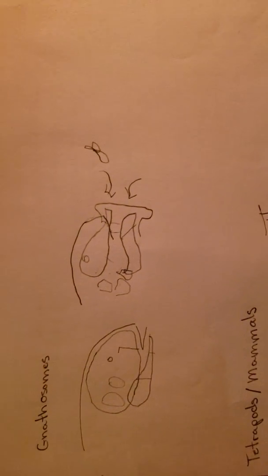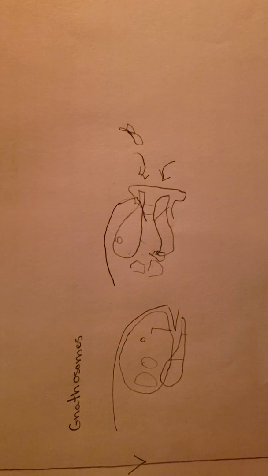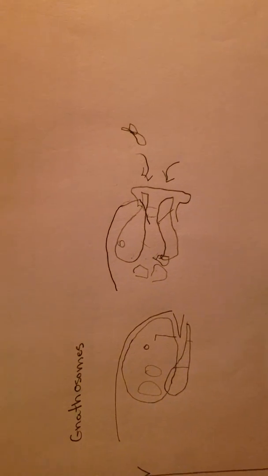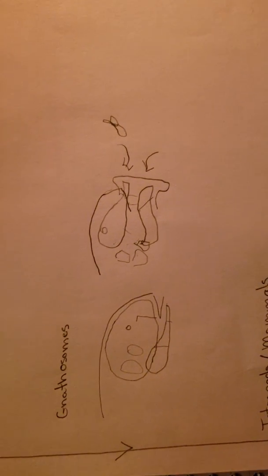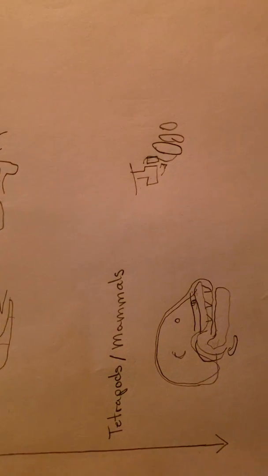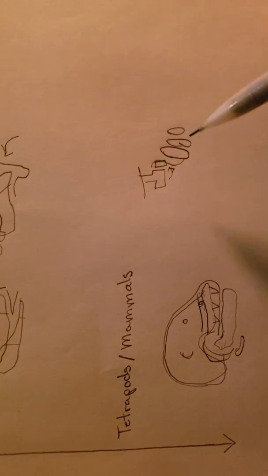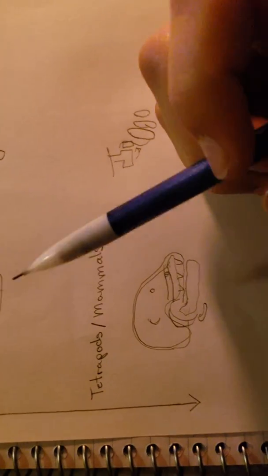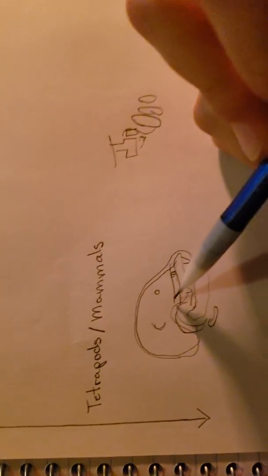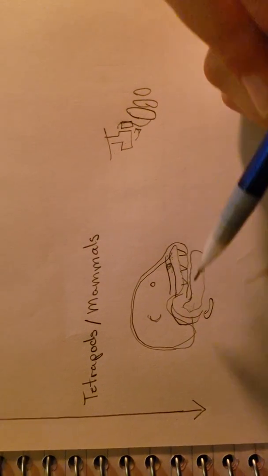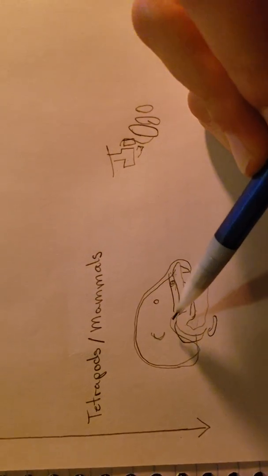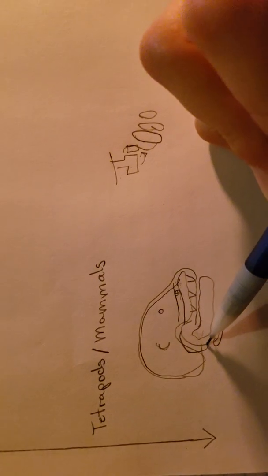Gnathosomes are diapsids, which means they have 2 holes, which makes them have more attachments for muscles, so they can do different things. But in the tetrapods and the mammals, we develop a couple of different things. First of all, we start to ossify the skull together, so we lose cranial kinesis. It's a 2-part skull, dipartite.